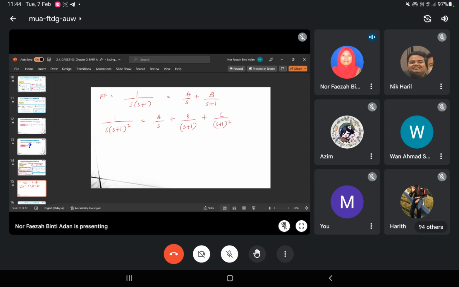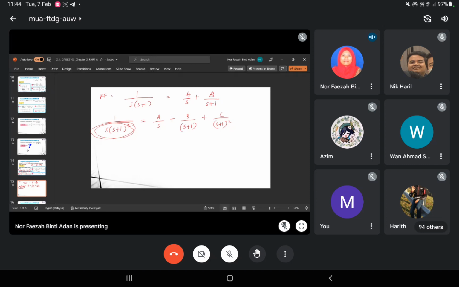Okay, so kita ada 3 components. A over S tambah B over S plus 1 tambah C over S tambah 1 squared. So nanti nak samakan denominator, samakan dengan yang ini. Janganlah samakan dengan yang ada kat sebelah kanan ni. Kena samakan with the denominator on the left.